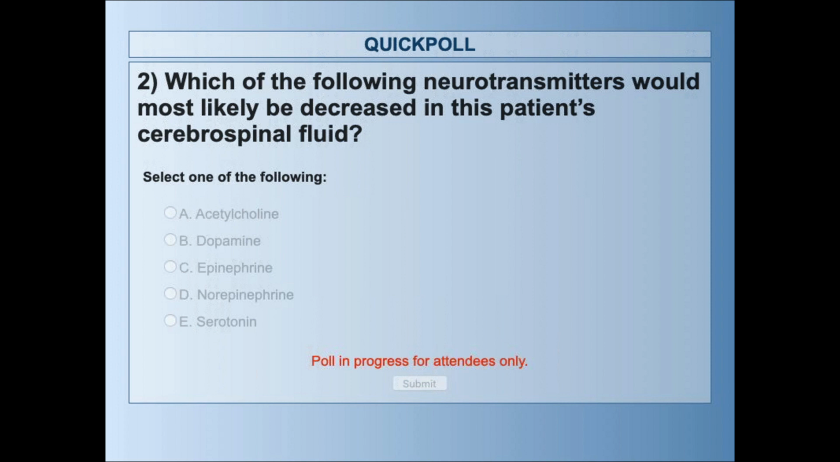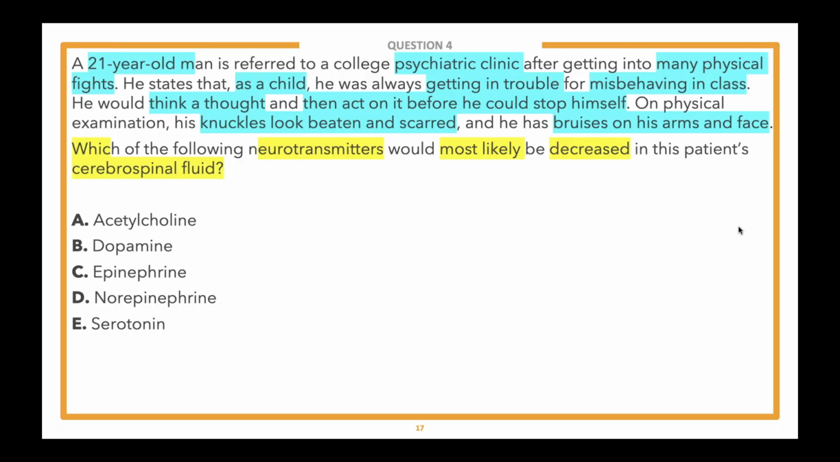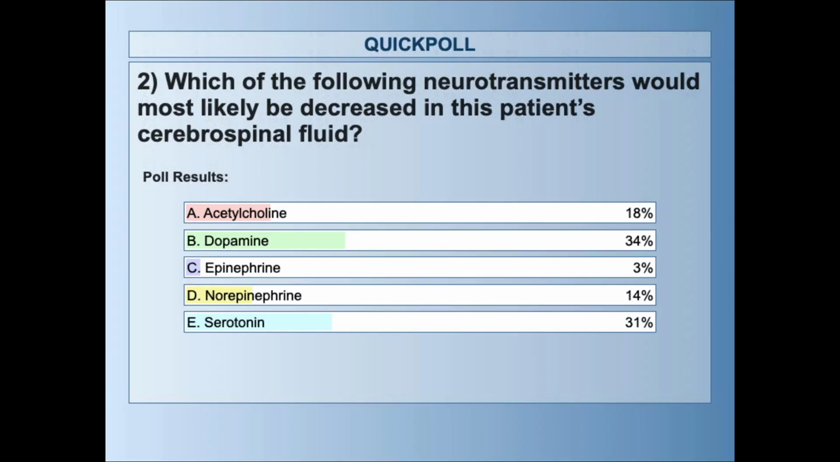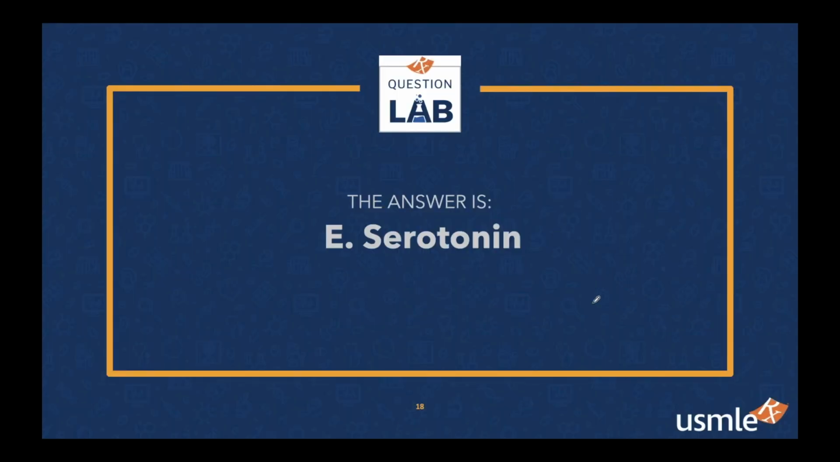All right, let's take a look and see what all of you selected. It was a one. 34% of you selected dopamine and 31% of you selected serotonin. Let's see what the correct answer is. And the correct answer is E, serotonin. And that was our second most popular answer choice, with 31% of you getting it right. Another challenging question indeed, but let's make sure we understand it as Paris explains it to us. Paris.